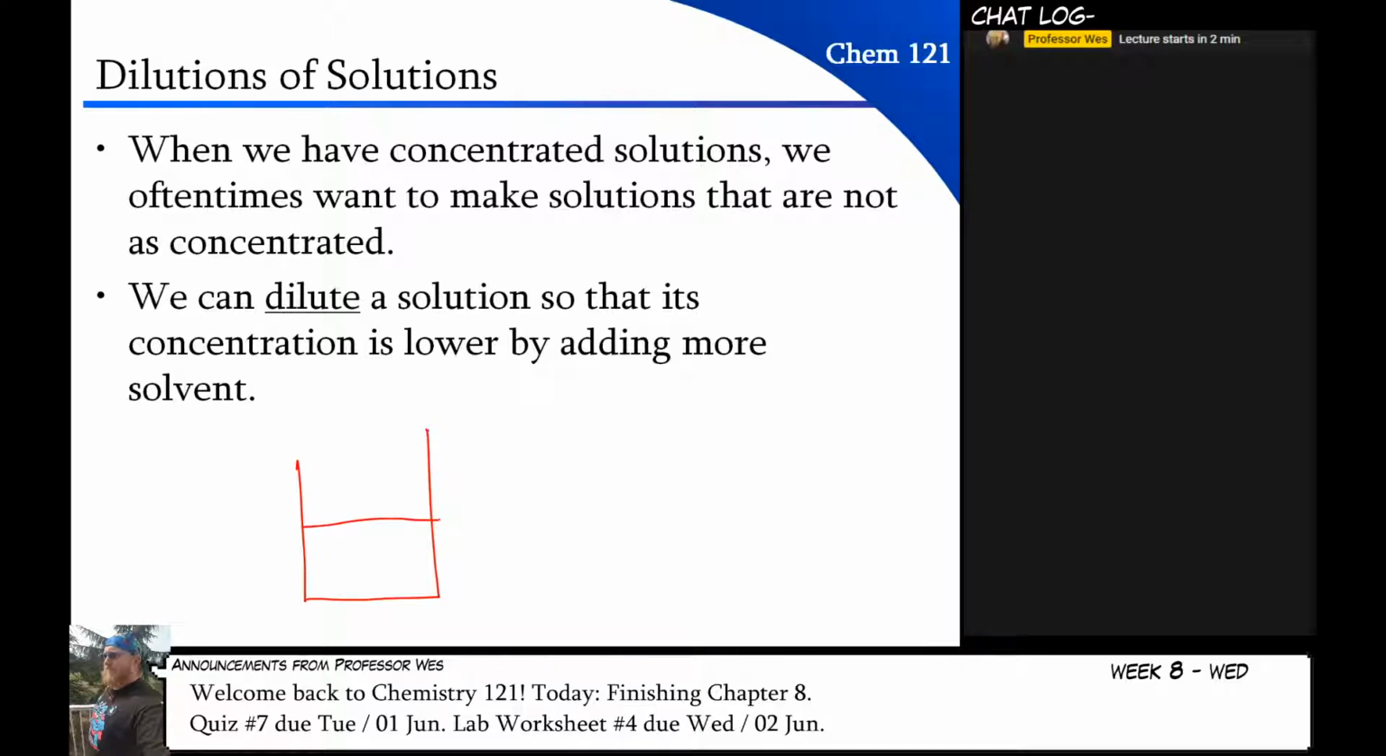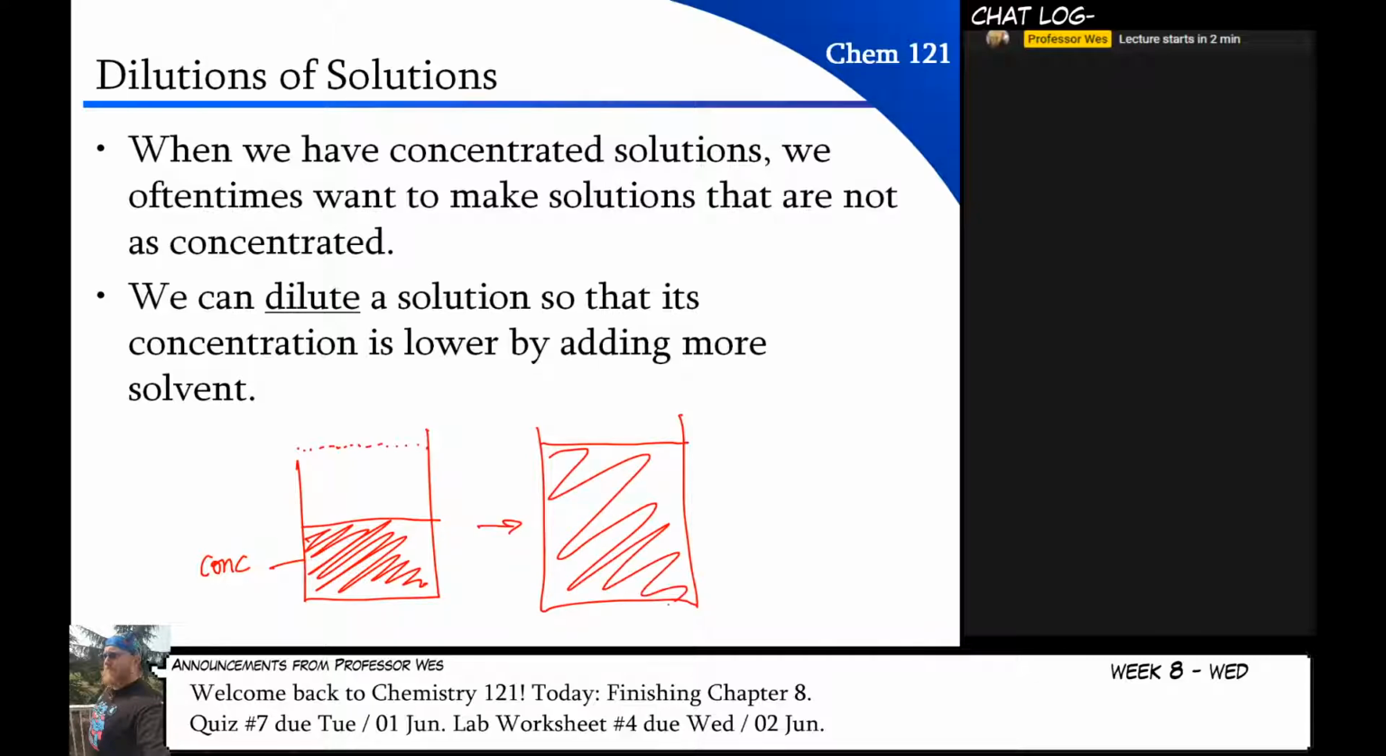So let's suppose that I have this solution and I have this much solute with this red line in here. So this is concentrated. If I were to add water to it to double its volume, then I would have twice the volume, but the same amount of solute. So that line that I have is now spread out over the entire thing, and it's a lot less concentrated, as you can tell by there's less ink per unit area.